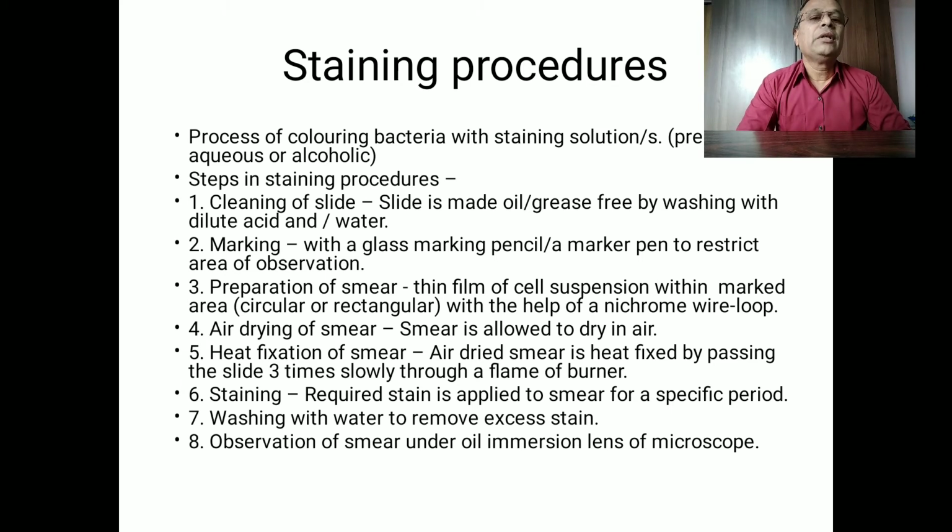We have already discussed the slide is to be taken, it is to be cleaned so as to make it oil or grease free. This can be done by washing the slide with water or dilute acid or potassium dichromate added with H2SO4. Then you have to make a mark with the help of a glass marking pencil or a marker pen to restrict area of observation. Then you have to make a smear with the help of a nichrome wire loop. You take a loopful of the suspension from a tube, and this bacterial suspension is to be spread within the marked area. We call this a thin film, and this thin film is called a smear. After making the smear within the marked area, the slide is air dried.